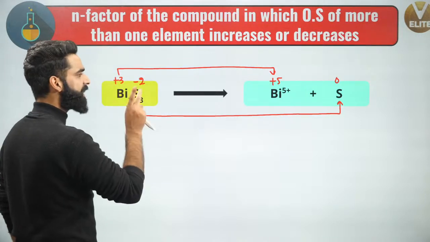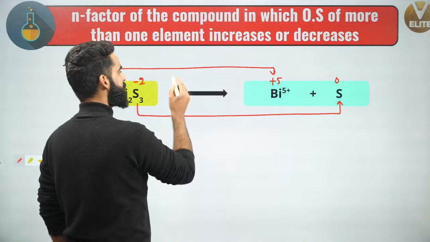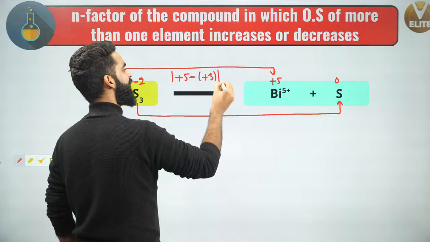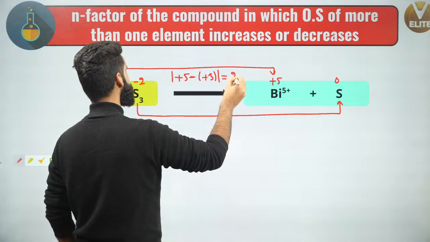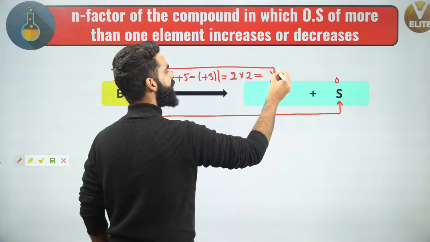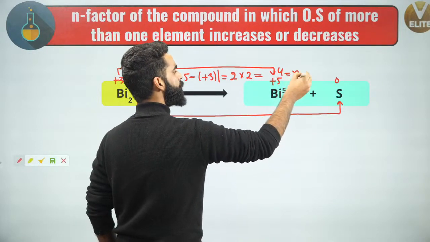Yeah. So let's check it out. +3 to +5. What is the change? Change is final oxidation state minus initial oxidation state. You'll get the value as 2. 2 is the change in the oxidation state for 1 Bi. Over here I have 2 Bi, so I'm multiplying it by 2. So the N1 value you got is 4.